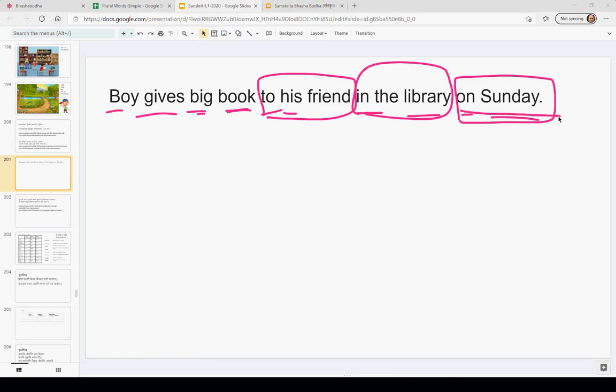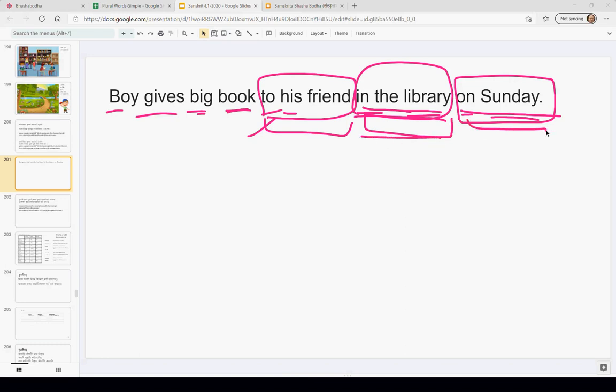But importantly here, if you see on Sunday, in the library, just using the library is not enough. Boy gives book, friend, library, Sunday, so they do not mean anything. So we need the preposition in this English language to add to. Boy gives book to friend, that makes meaning. And in the library, so that the whole unit makes something.